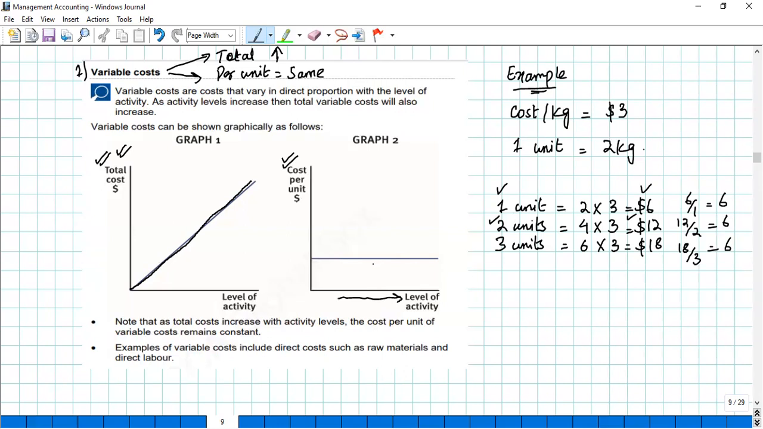Examples of variable cost: the first one I told you, raw materials. It can be labor, expenses that vary with the production, variable overheads. So all these are examples of variable cost.